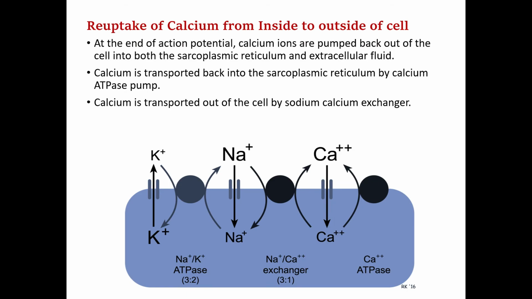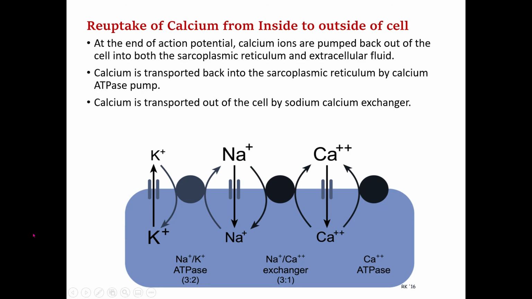Now when calcium enters the cardiac muscle, it has to be removed. So how will the removal of calcium from inside to outside of the cell take place? At the end of the action potential, calcium ions are pumped back out of the cell into both the sarcoplasmic reticulum and the extracellular fluid. Calcium is transported back into the sarcoplasmic reticulum by the calcium ATPase pump. Calcium is transported out of the cell by the sodium calcium exchanger.